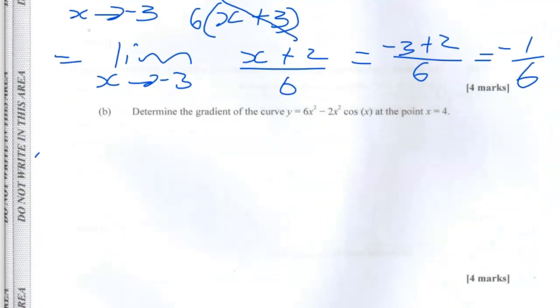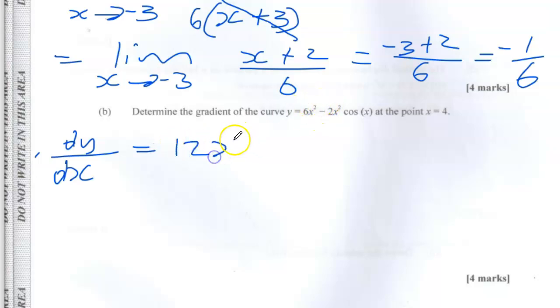Part B, determine the gradient of the curve at the point x equal 4. So the gradient is given by dy by dx, so let's differentiate. Dy by dx, so multiply by the x power, 2 times 6, 12. Subtract 1 from the x power, we're left with x to the power 1. Notice the second term here is a product, 2x squared times cos x. So we use a product rule. So we're going to differentiate 2x squared times cos x using the product rule.